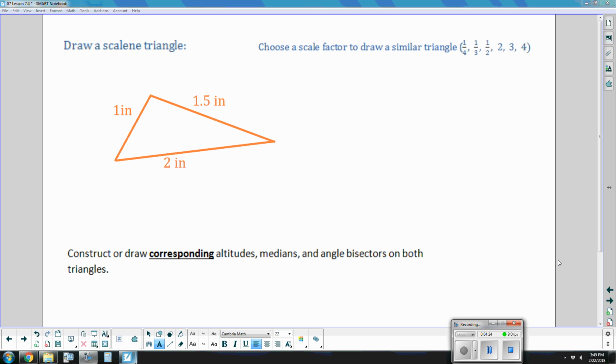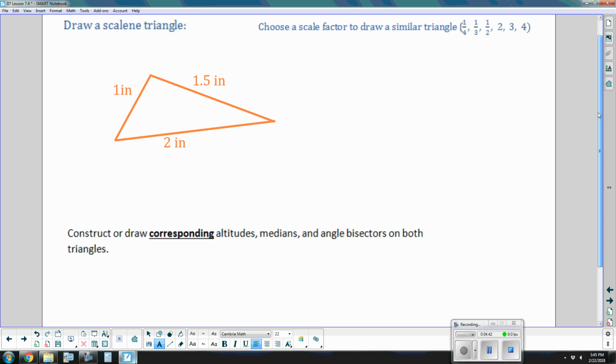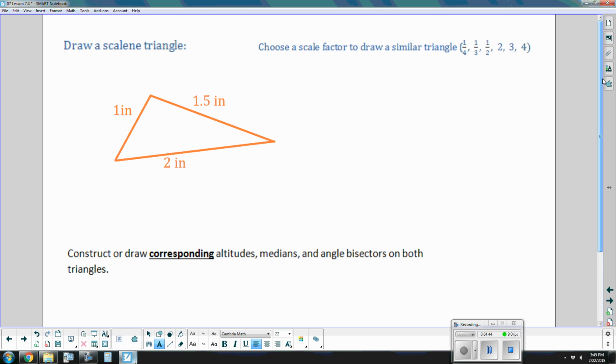So here's my scalene triangle. Now what you need to do is choose a scale factor, and you can choose any one. If you drew a really large triangle, you may want to use a small scale, and if you drew a smaller triangle, you may want to use a larger scale. I'm just going to use a scale of 2, and you need to draw a similar triangle in that second box. So in the box below, draw a similar triangle.